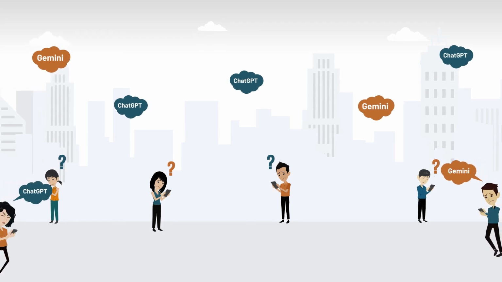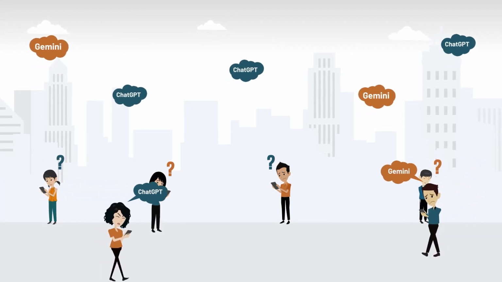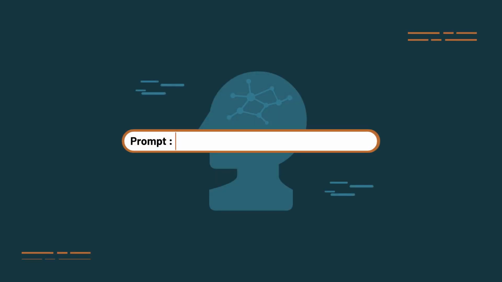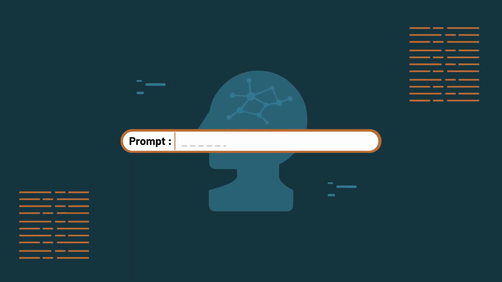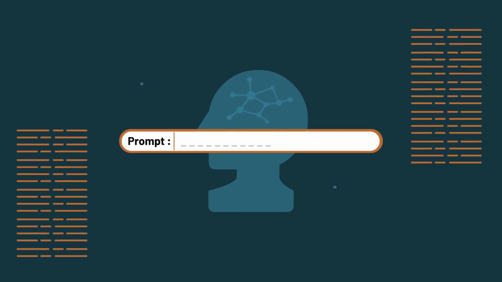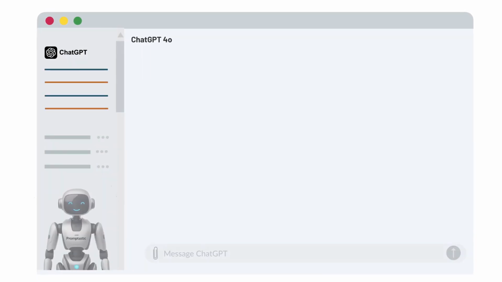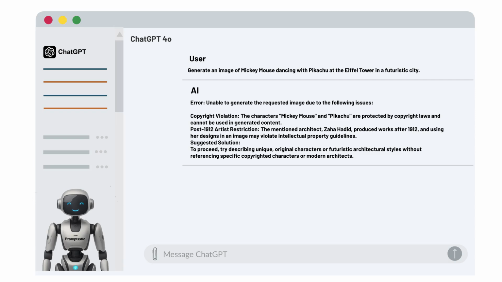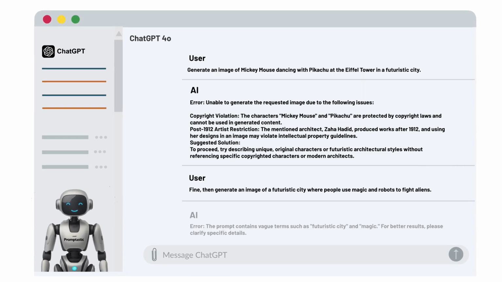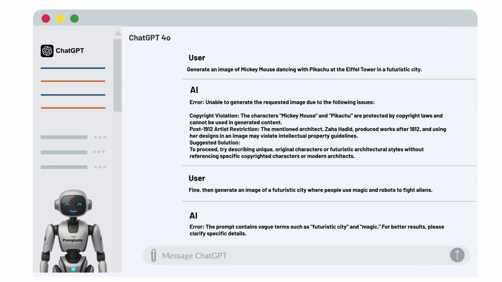Are you struggling to get the right results from AI tools like ChatGPT or Gemini? You are not alone. Many users face challenges crafting effective prompts, leading to frustration and wasted time. The problem: most people aren't sure how to interact with these powerful models to get the best results. This leads to missed opportunities and low productivity.